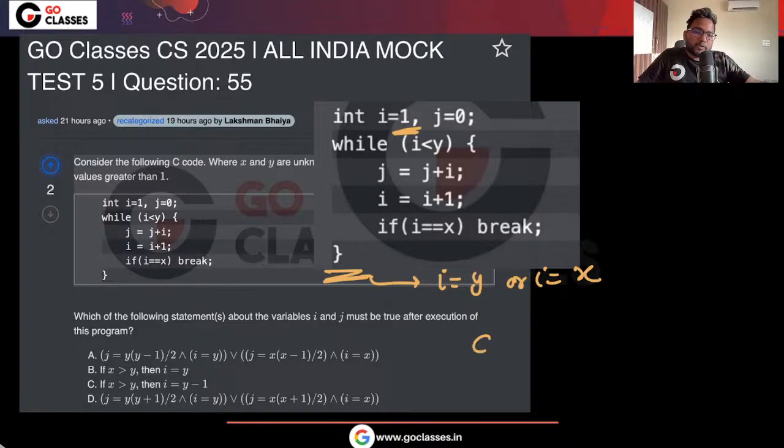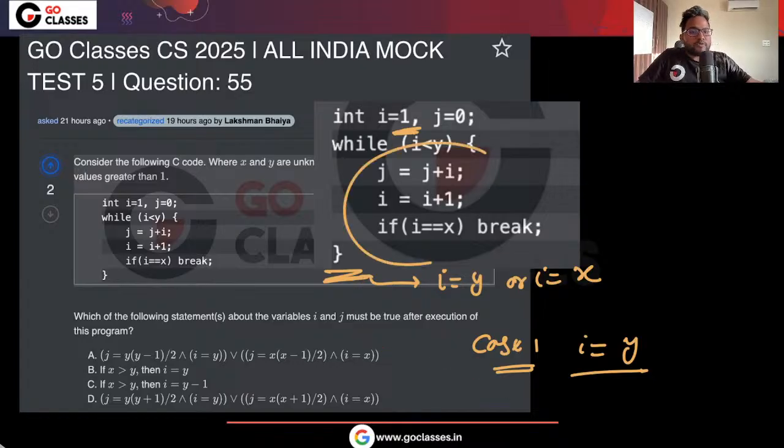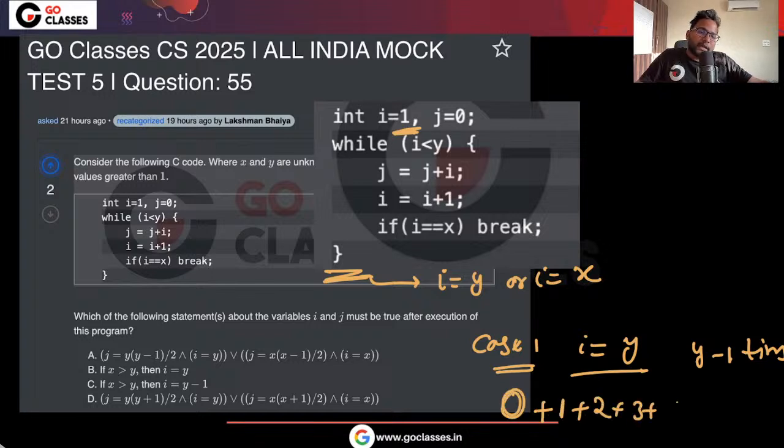Okay, so I'm assuming case 1, when out of the loop i is y. At this moment i is y, then how many times will it run? y minus 1 times. This loop will be running y minus 1 times. So when i is 1, j will be j plus i, right? It is starting from 0, then 1 will be added, then 2 will be added, then 3 will be added, and then till y minus 1 you will be adding.